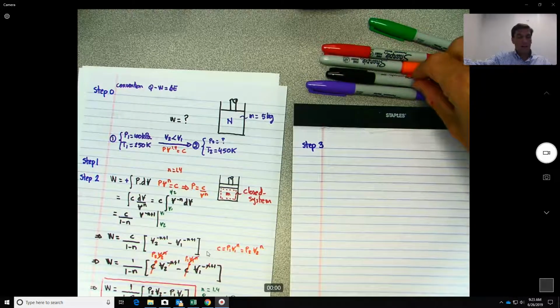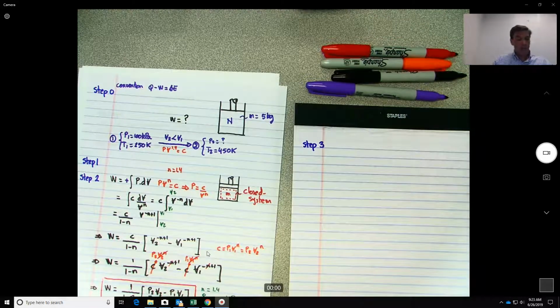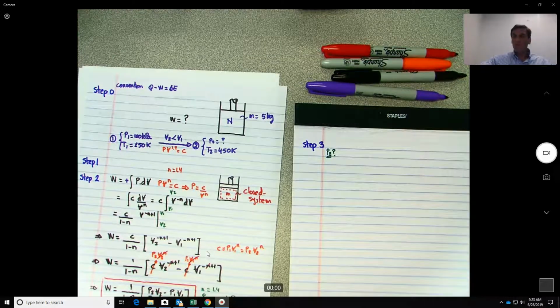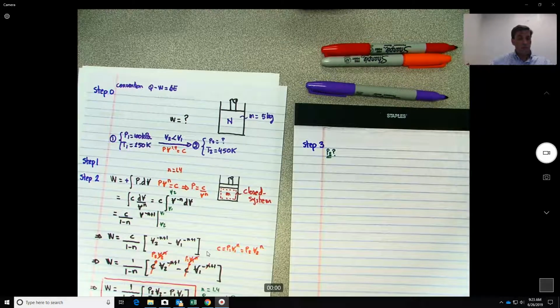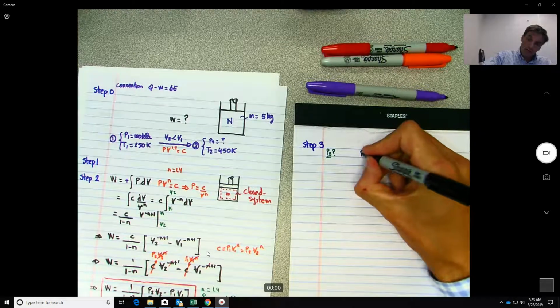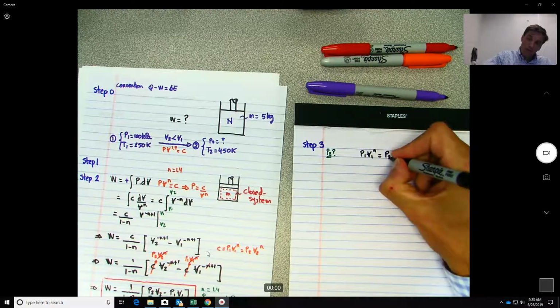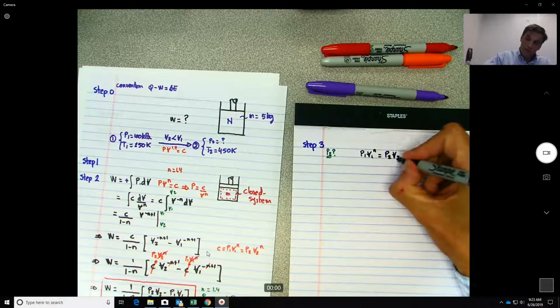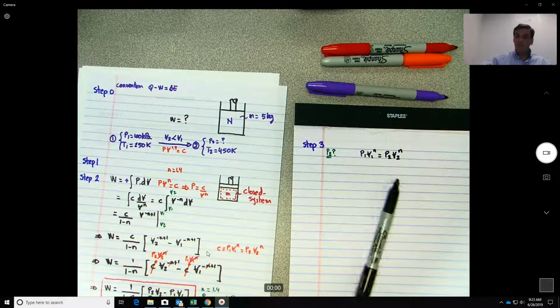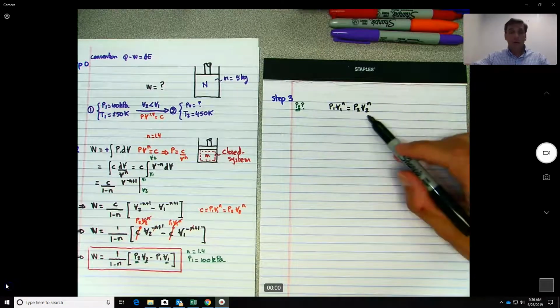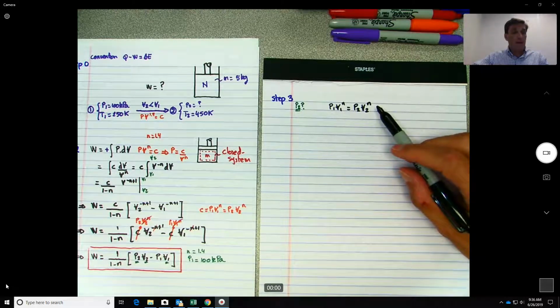Okay, so we need to find additional equations. Let's first try to solve then for P2. So what do we know? This is a polytropic process. So we could use P1 V1 to the n will be equal to P2 V2 to the n. Okay, so this equation doesn't look like it's enough, but then what do we know?